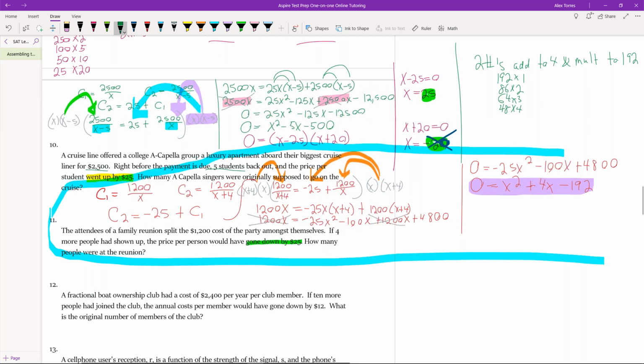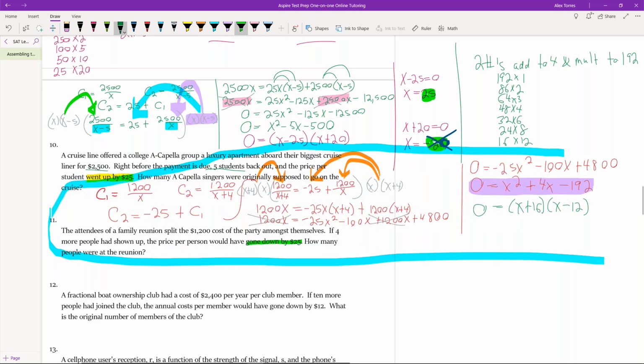You can also divide it by 6. It becomes 32 times 6. Dividing it by 8, it becomes 24 times 8. And dividing it by 12, it becomes 16 times 12. And those are our numbers, because the two numbers that will add to 4 and multiply to negative 192 are negative 12 and positive 16. X plus 16, x minus 12.